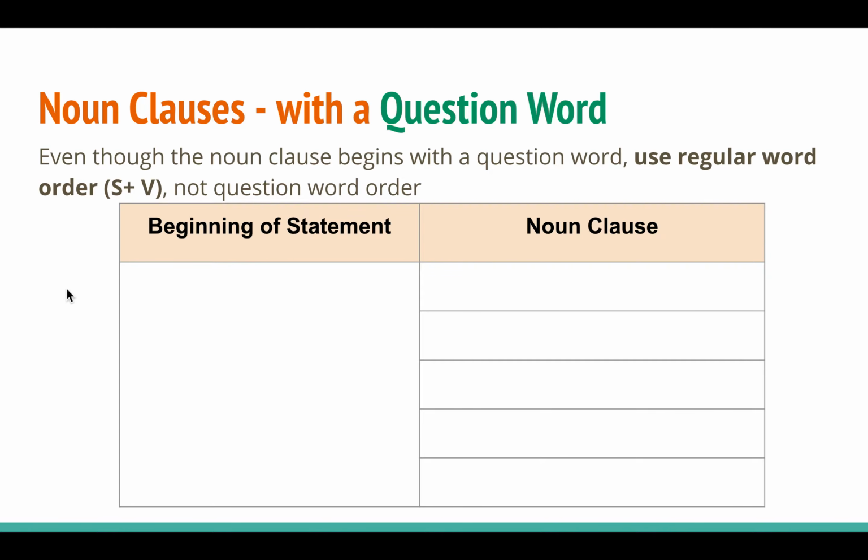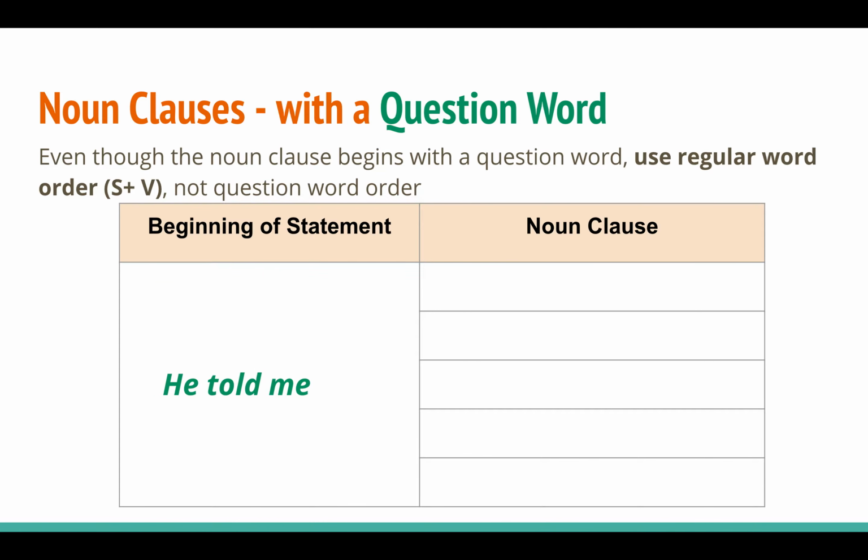Now, this can be kind of confusing for students, especially when you're working with a WH question word, you often want to ask a question. But even though the noun clause will begin with a question word, don't use question word order. You have to use regular word order, meaning subject first and verb second.